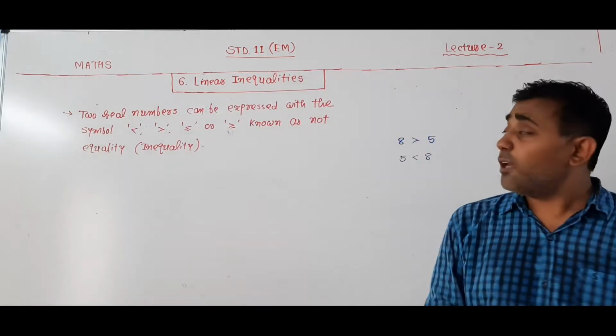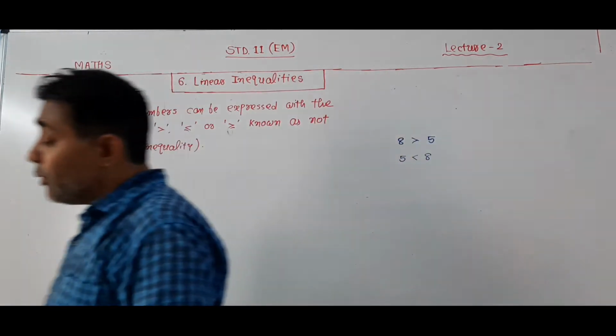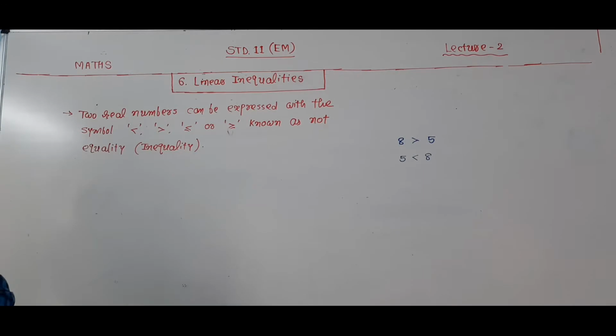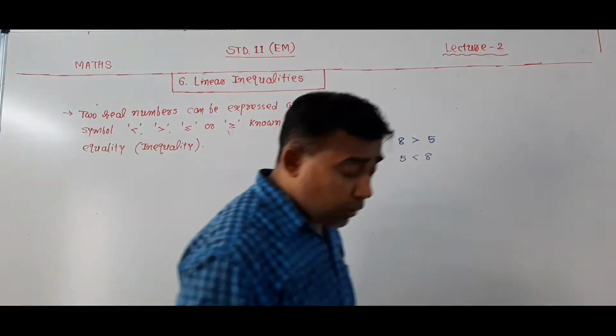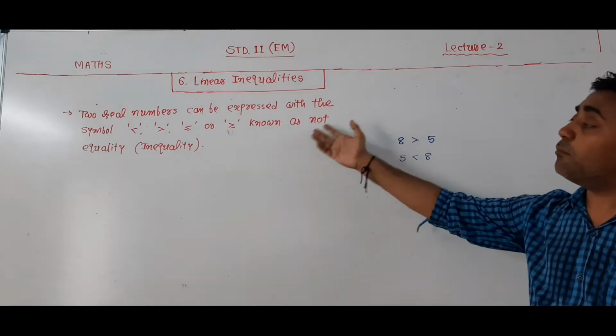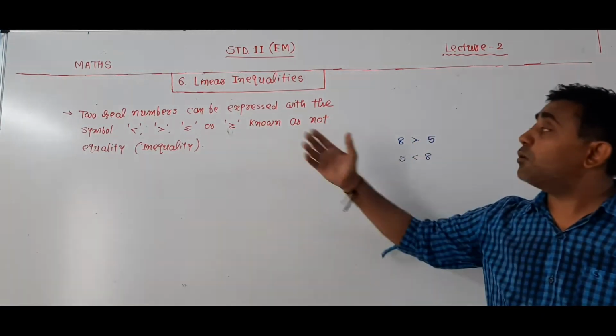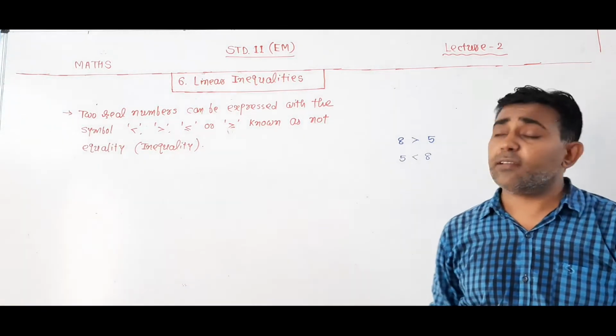See, 8 and 5. Then we may say that 8 is more than 5. So any two real numbers you can select. Sometimes a variable is also there. So any two real numbers or variables we just write with the help of this symbolic representation, less than, greater than, less than or equal to, greater than or equal to, that is known as inequality.